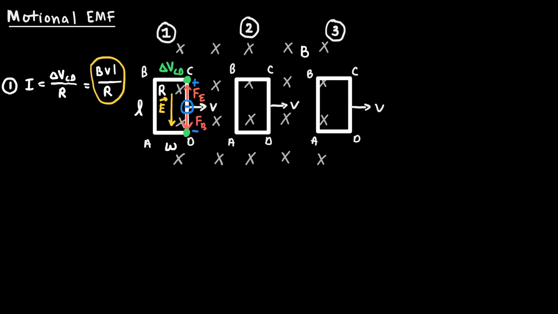So if you wanted to know the magnitude of the current, you would have to use this equation to figure that out. If you also wanted to know the direction of the current, you could just imagine being a positive charge at various places around the loop.